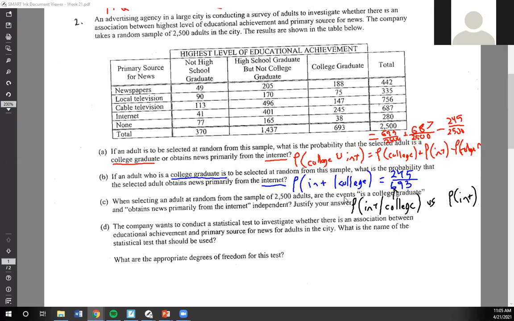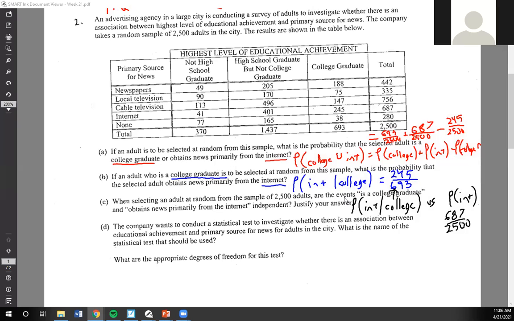So we already found this probability up here. This probability is 687 out of 2,500. And these answers need to be exactly the same, are they? No. So that means they are not independent, because knowing that they're a college graduate changes my probability that they get their news from the internet. So in other words, those are not independent, because knowing that they're a college graduate changes whether you think they get their news from the internet.